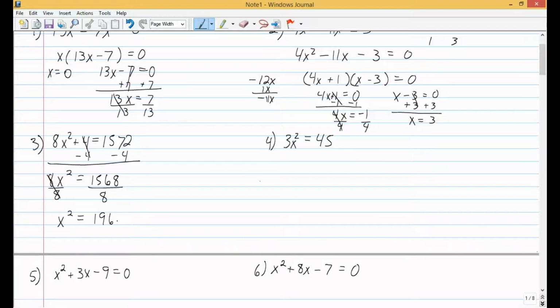Alright, now take the square root of both sides. Alright. And so you could also use your calculator to do that. That looks like about 14, is that right? But what do we have to remember to put in front on the right side? Plus or minus. So it's plus or minus 14. That means a positive 14 and a negative 14.